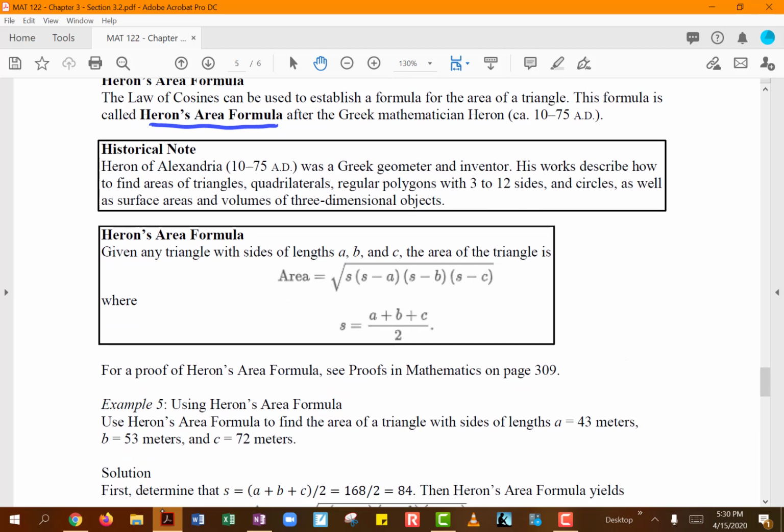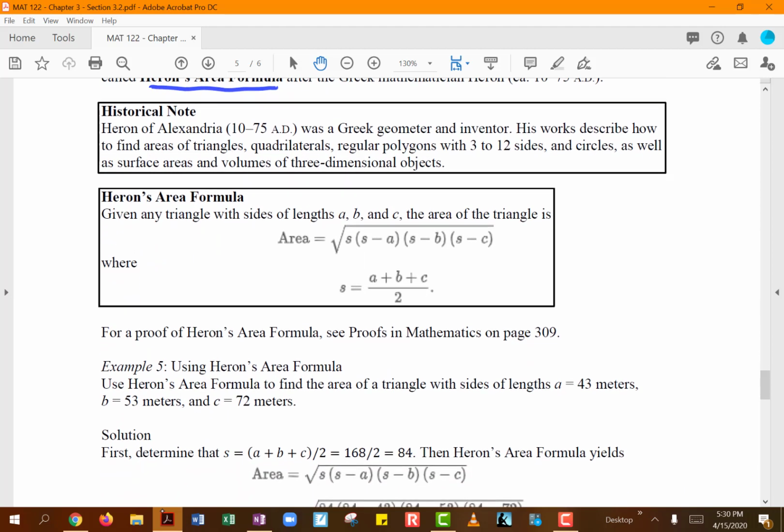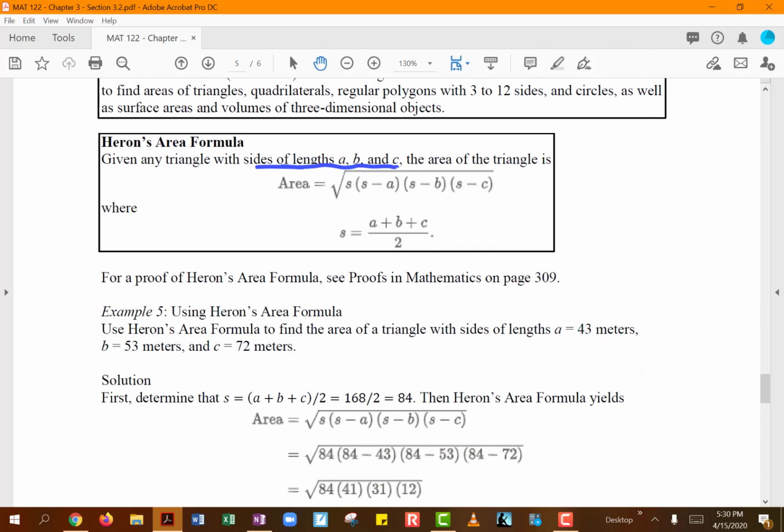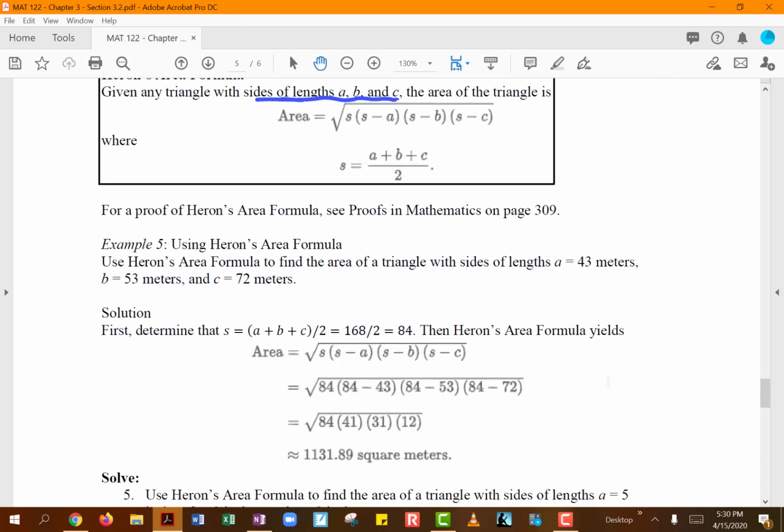Okay, so this is our Heron's area formula. When you are given all three sides of your triangle, A, B, and C, your formula is going to be area equals the square root of the quantity S multiplied by S minus A times S minus B times S minus C, and S is defined as taking those three sides and dividing by 2. So A plus B plus C divided by 2. Again, you can look at your textbook for the formula on Heron's area here.